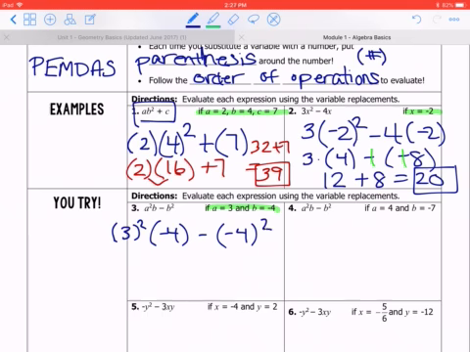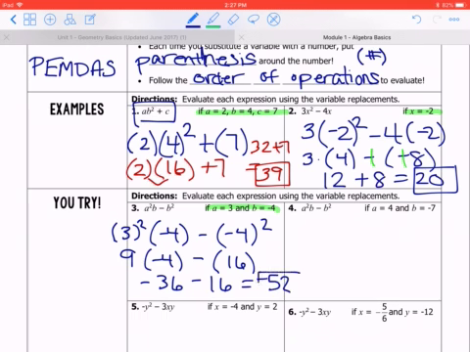So we're going to solve exponents first. 3 squared is going to give me 9. I'm going to rewrite everything that I'm not solving right now. Negative 4 squared is going to give me 16. So now I have 9 times negative 4. That's going to give me a negative 36. Minus 16. Two negatives you add together, and that would give me a negative 52.